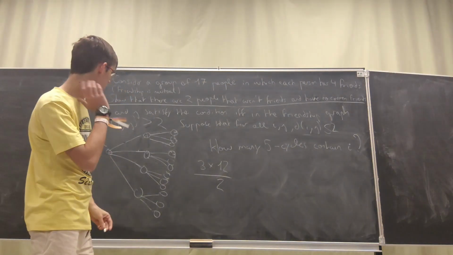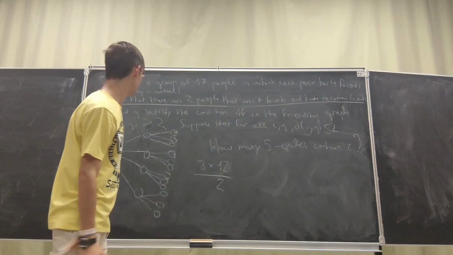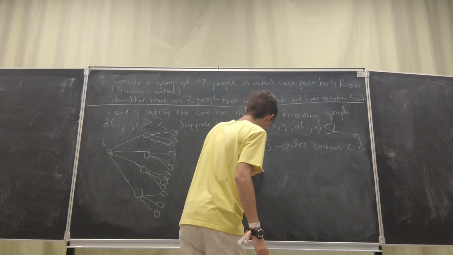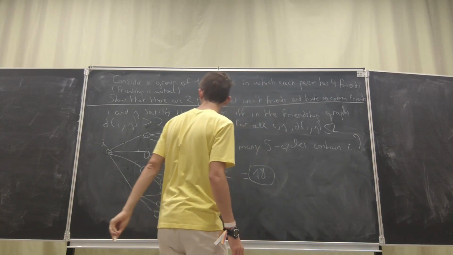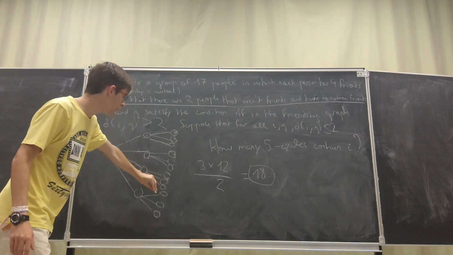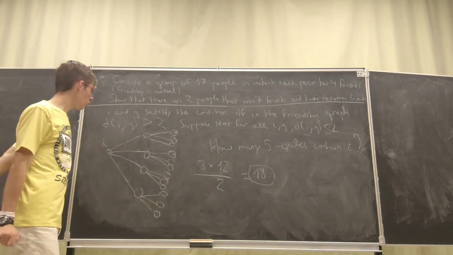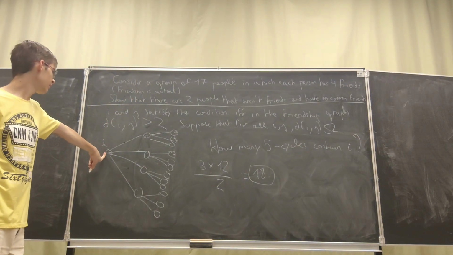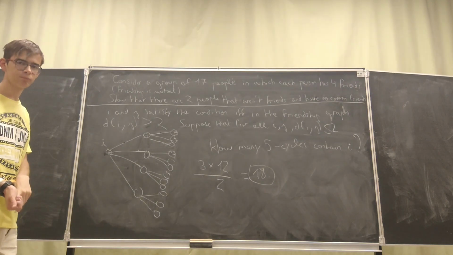Yep, this should be correct. So it's equal to 3 times 6, so 18. So by just adding all of these missing friendships here, we obtain 18 5-cycles that contain person number I.